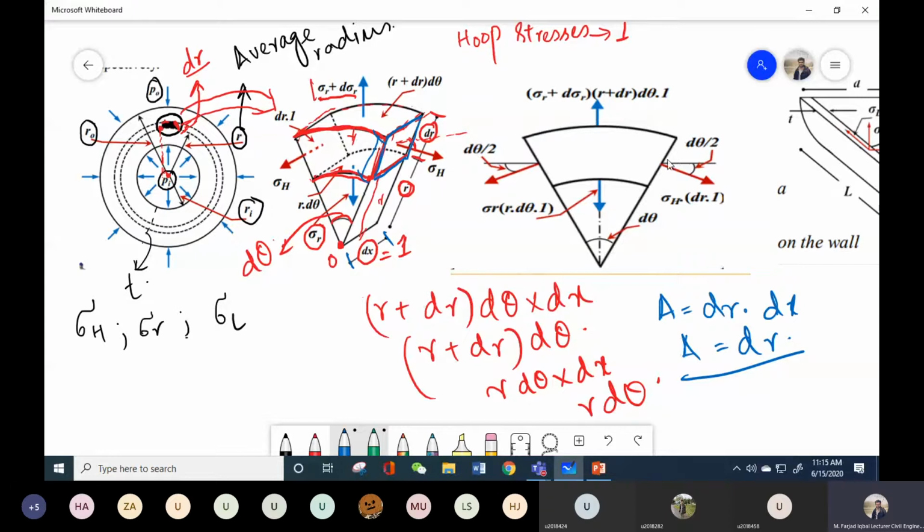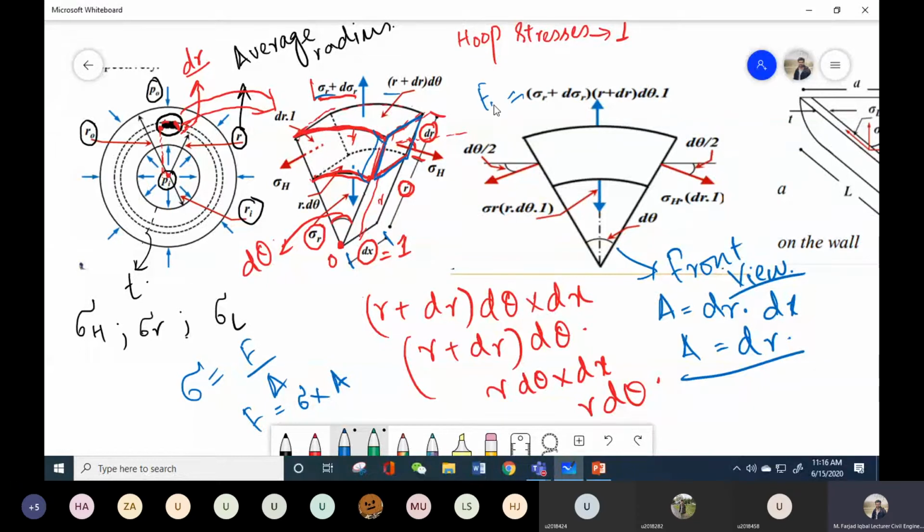So if I want to calculate the forces, what is force? Stress is equal to force over area, so the force will be stress multiplied by area. Let's show the front view of this figure. This is basically the front view of the same figure. So the force acting on the top side will be this stress multiplied by this area. So this is the radial force on the top face, or top layer. I multiply the stress (sigma r plus d sigma r) by the area. So this is the force that is acting on the top.